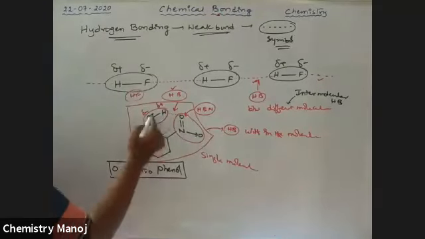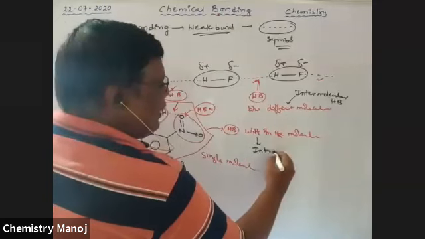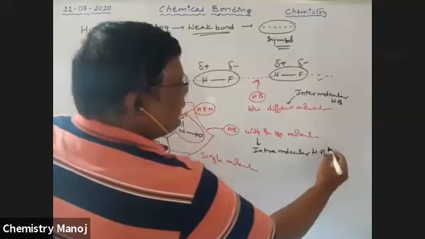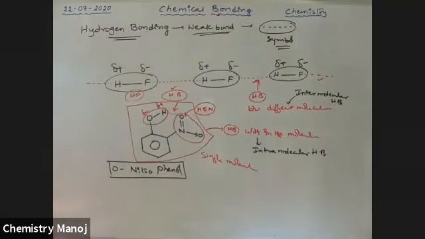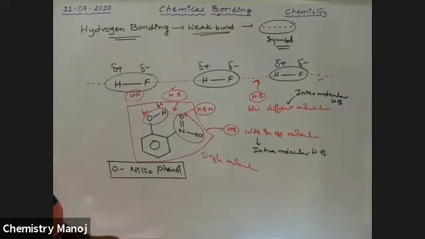So if it is within the molecule only, this is called intramolecular hydrogen bonding. That means hydrogen bond is of two types: intermolecular hydrogen bonding and intramolecular hydrogen bonding.